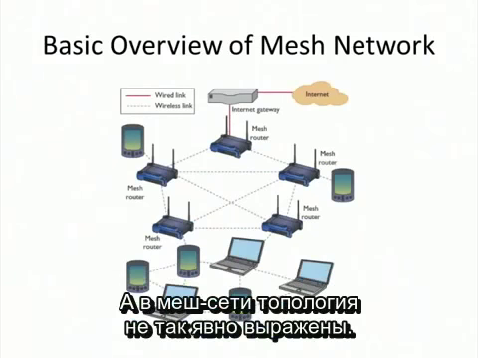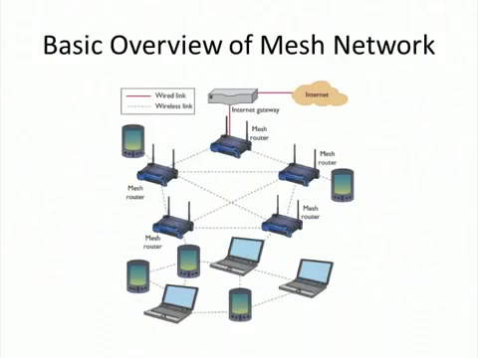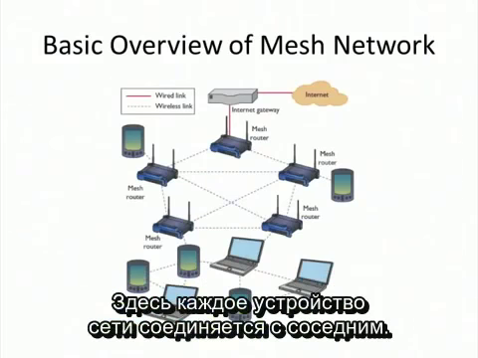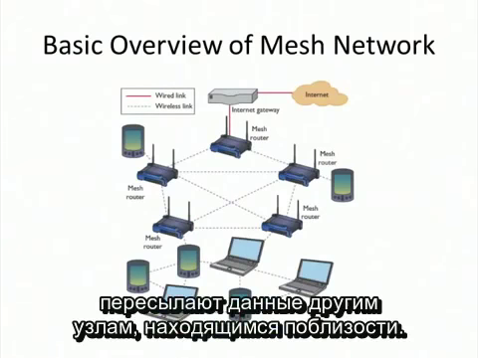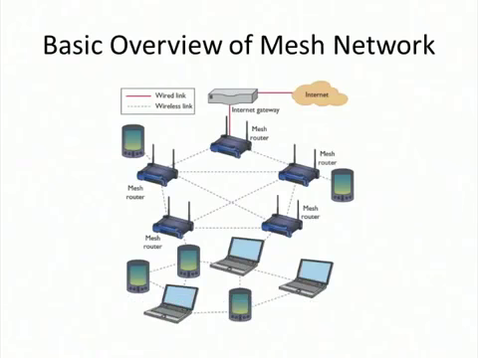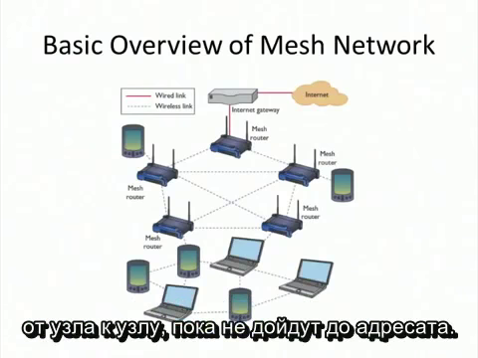In a mesh network, the network architecture is not as defined. Rather, the devices on the network connect to all other devices on the network that are nearby. The devices, also known as nodes, send data to other nodes that are within range, and the data moves through the network node to node until it reaches its final destination.